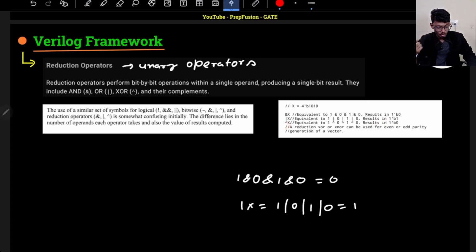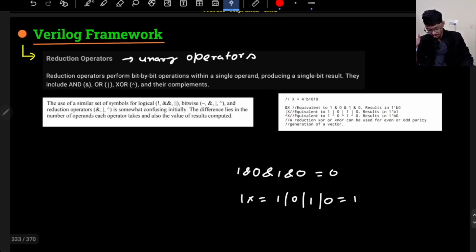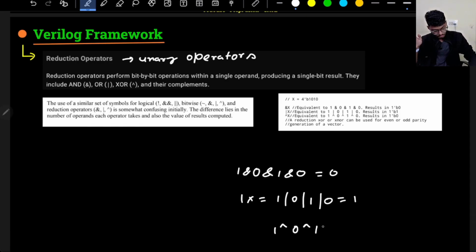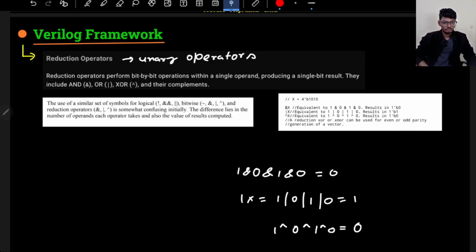Then XOR X. Same thing only, it will perform XOR with all of the bits. 1 XOR 0 is 1, then 1 XOR 1 is 0, 0 XOR 0 is 0. So ultimately the output will be 0, as you can see from here. Many other things are there. XNOR also you can do, other things also you can do. Okay, this is sometimes used for checking even or odd parity.